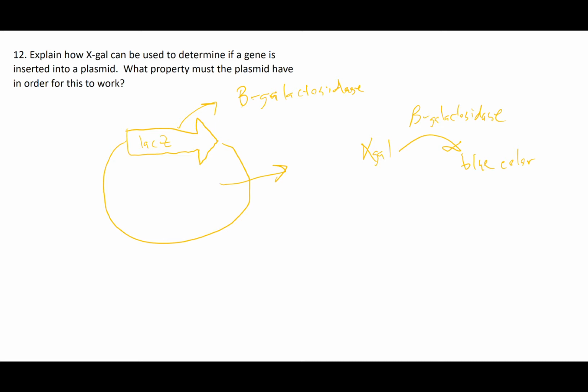Now, how can we use this to determine if we actually inserted our gene into the plasmid? Well, usually with plasmids that have this LAC-Z gene, there's somewhere in here something called a multiple cloning site, which is where there are lots of restriction enzyme sites.